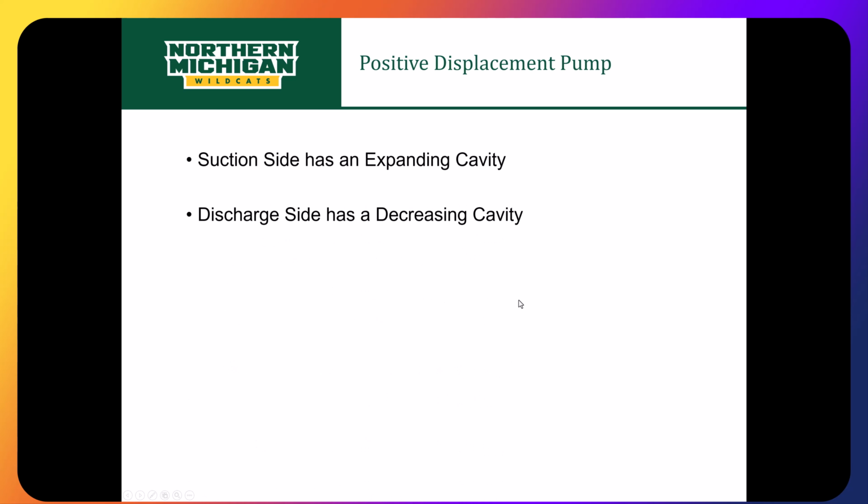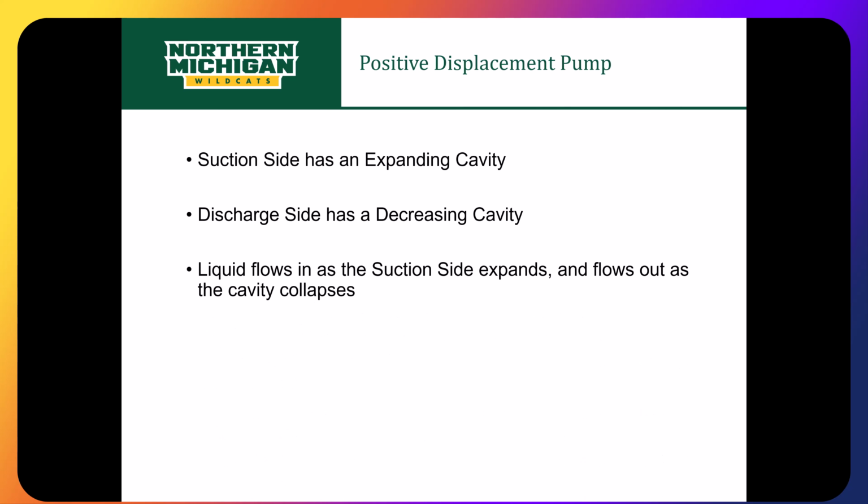When it comes to positive displacement pumps, we have a couple different things that we have to look at. We have a suction side and a discharge side, just like anything else. These are a little more complicated because we have an expanding and a decreasing cavity for them. I'll jump ahead here a little bit to get to a picture so you can see what we're talking about. But liquid is flowing in as the suction side expands, and then it flows out as the cavity side collapses. So we have two different types, reciprocating and rotary.